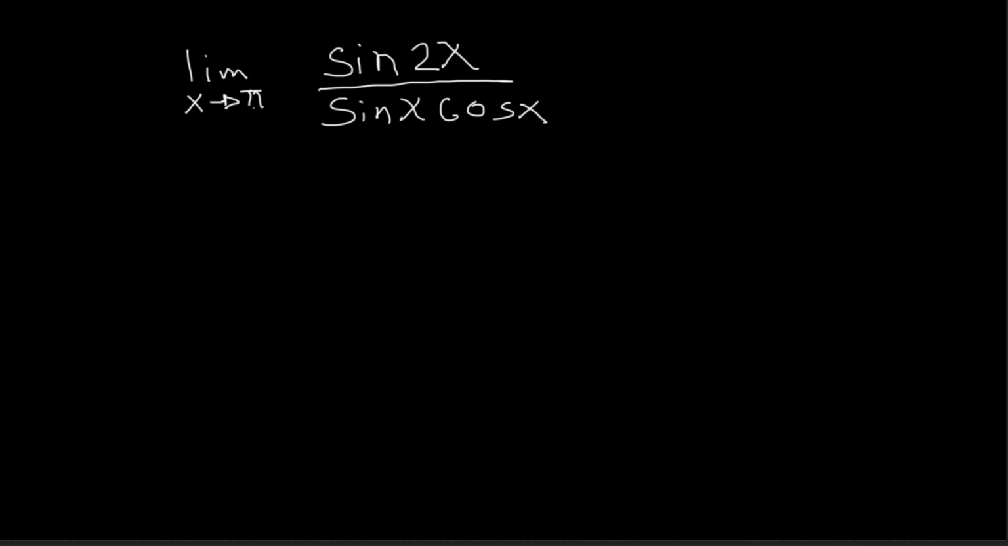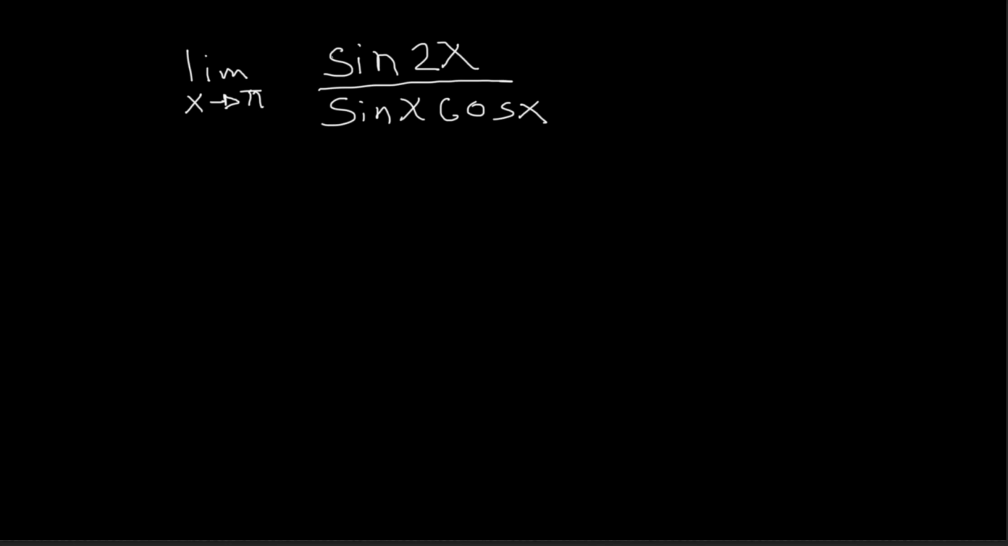Now you can see that there's a problem there because at pi, sine of x is actually 0. So that would make our denominator 0. So we're going to have to figure out something going on here that we can factor or rewrite in some way that we can get a sine of x to appear down here.